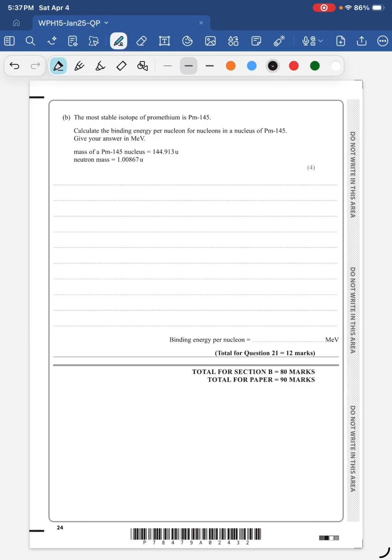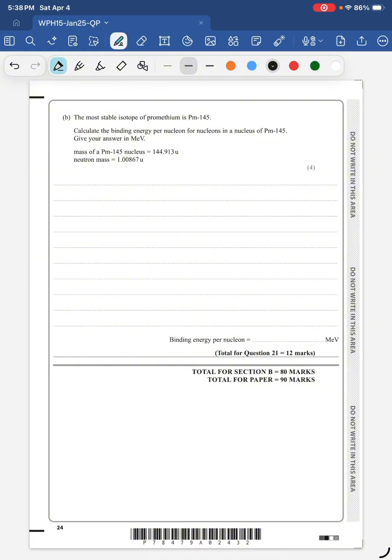Part B, the most stable isotope of promethium is PM145. Calculate the binding energy per nucleon for nucleons in a nucleus of promethium-145. Give your answer in MeVs. They give you the mass of a promethium-145 nucleus as 144.913 u, atomic mass units, and the neutron mass is 1.00867 atomic mass units.